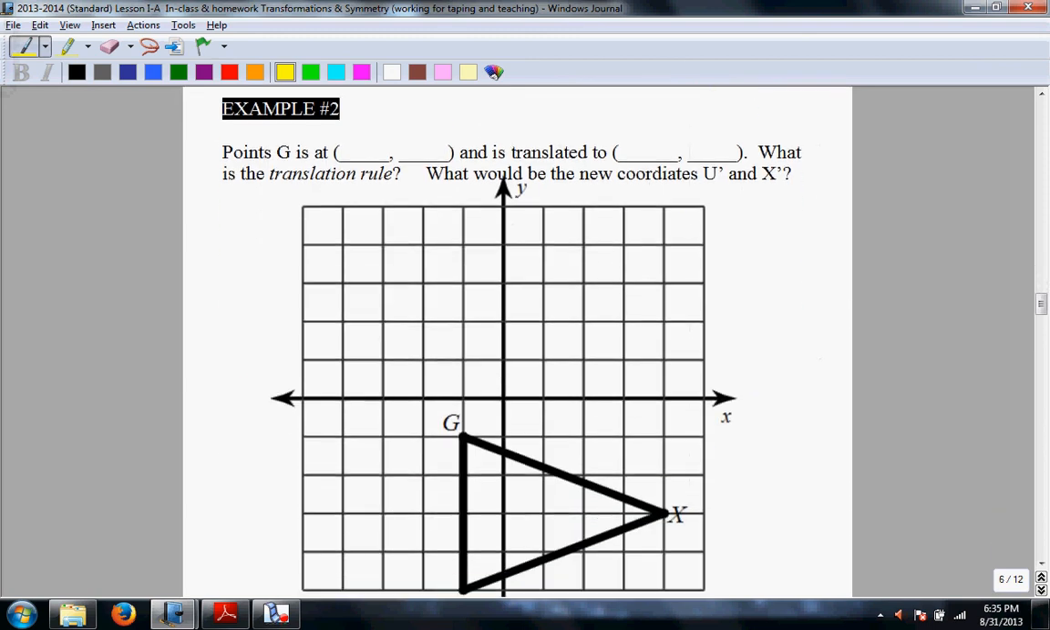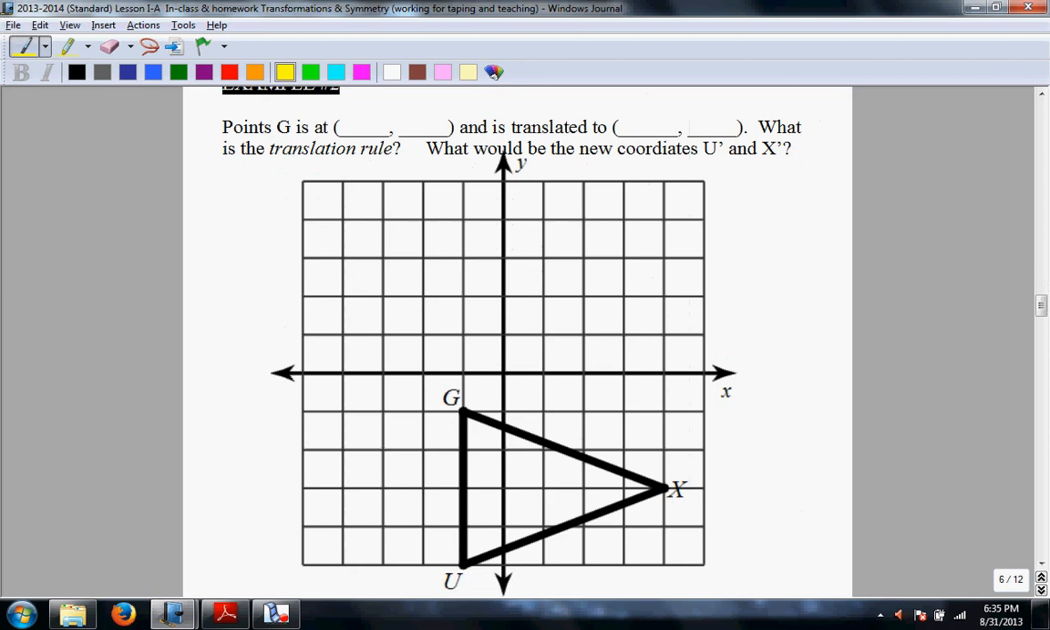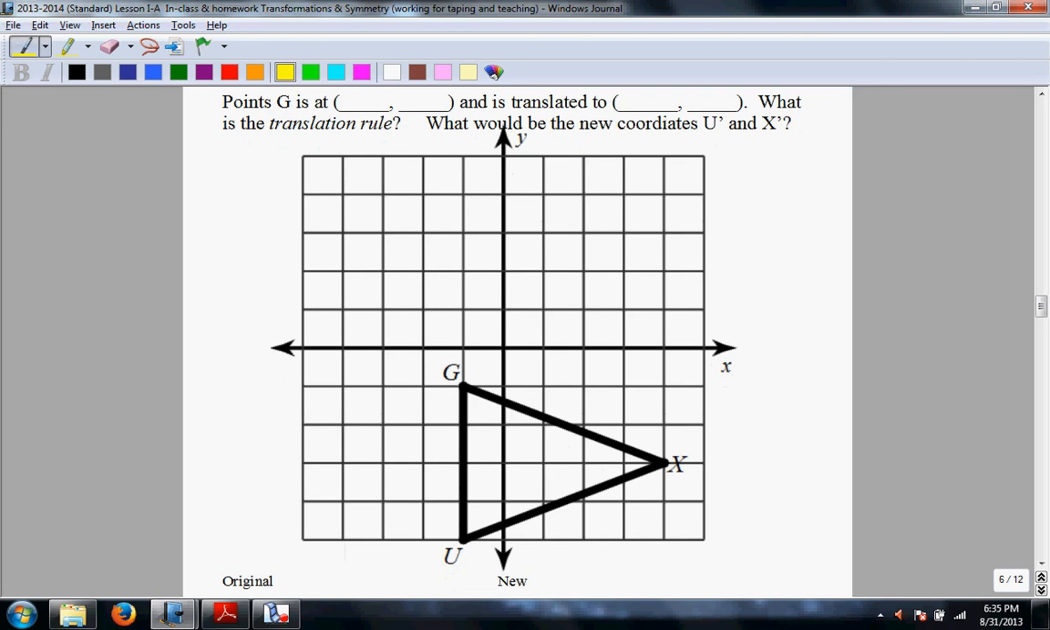Okay, let's do another example here. Example 2. It says point G is at, let's do point G. Let's first get that coordinate. It's over 1, down 1, so that's going to be -1, -1. And we're going to translate it to a new coordinate. So I'm going to take G, and I'm going to translate it to this coordinate right there. That's going to be G prime. And its new coordinate is going to be +1, +2.